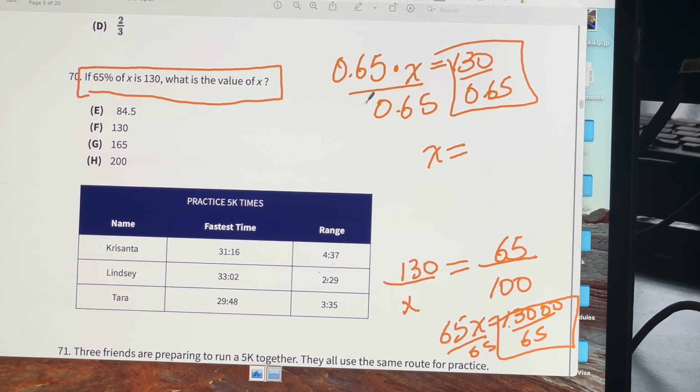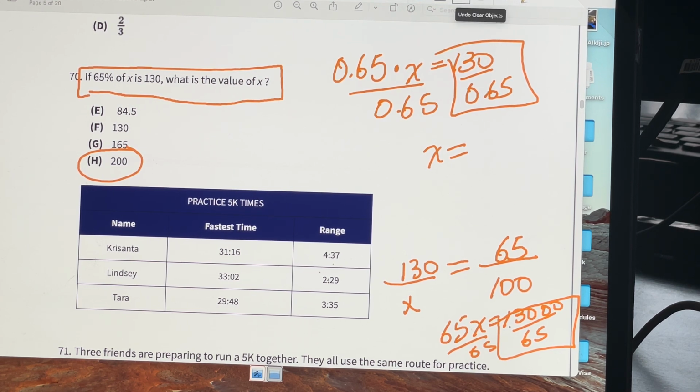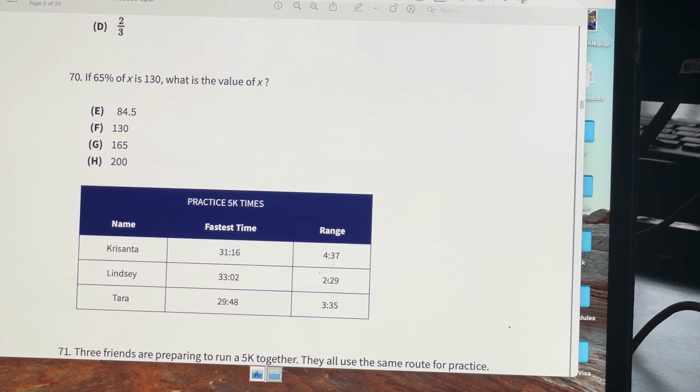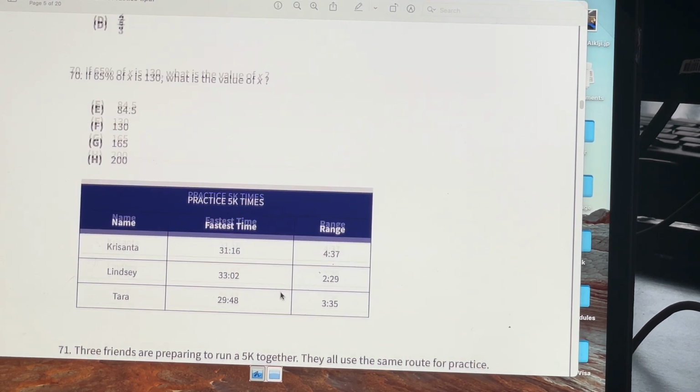And just because I can, hang on a second. So we have 130 divided by 0.65, which is just 200. And our answer is 70. Okay. 71.